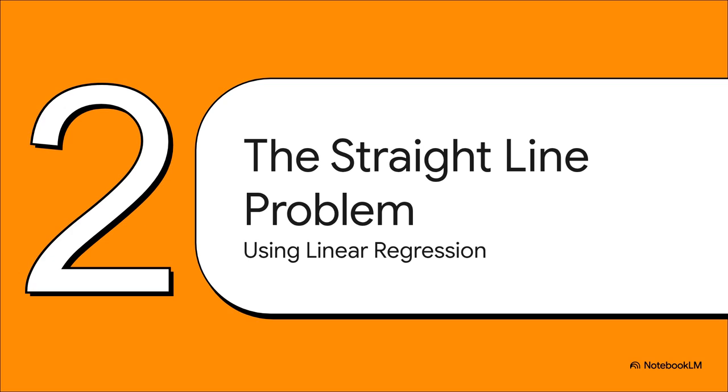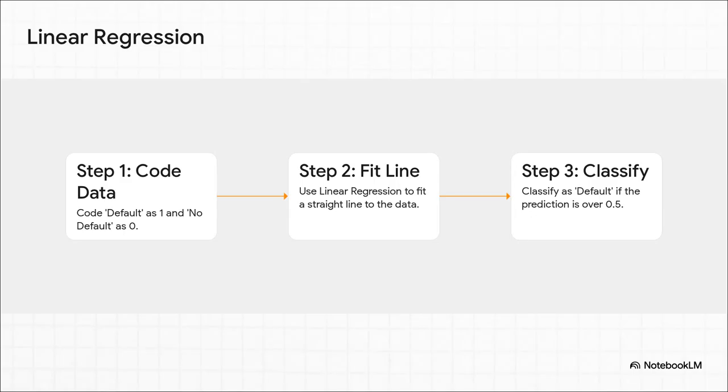This approach has a name. It's called linear regression. And on the surface, this seems super simple, right? We just turn our outcomes into numbers, fit a line to the data points, and then use a simple rule. If the prediction is over 0.5, we'll call it a default. But here's the catch, and it's a big one. This simple method runs headfirst into a massive logical problem.